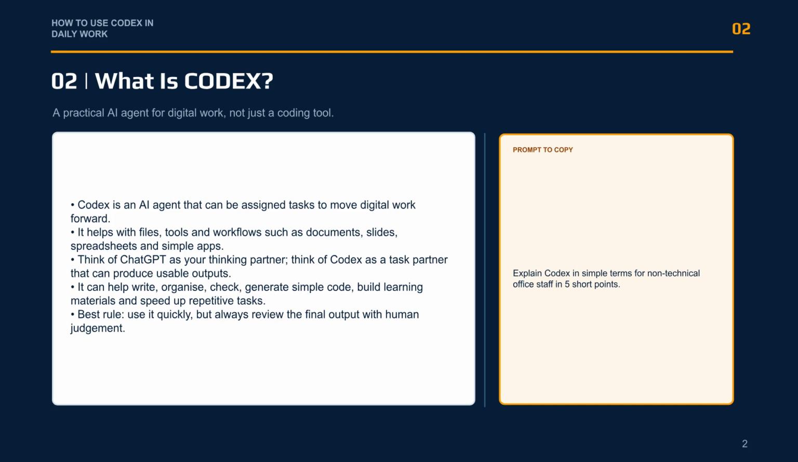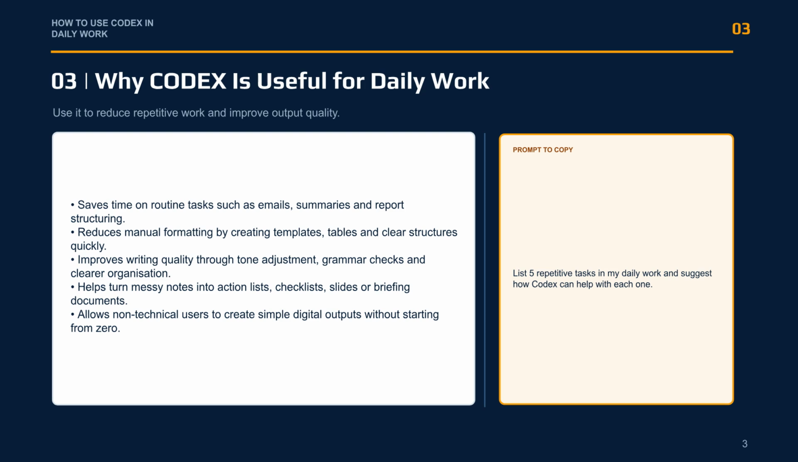Always remember the best rule. Use it to move work forward quickly, but rely on your own judgment to review the final output. Why is Codex useful? It significantly reduces time spent on repetitive tasks. From creating templates and structuring reports to improving your writing quality and turning messy notes into actionable checklists, Codex helps you get more done without starting from zero.